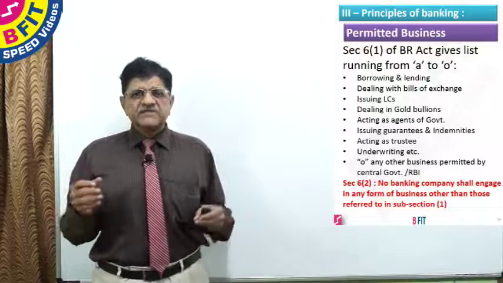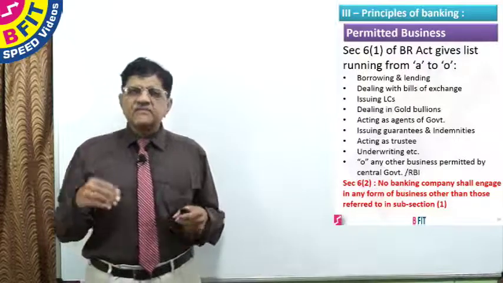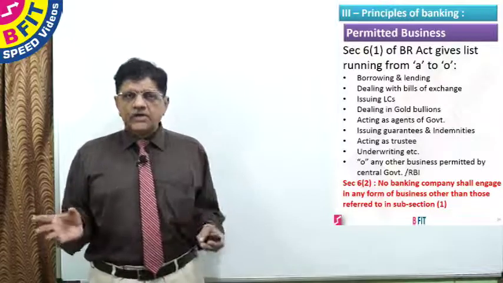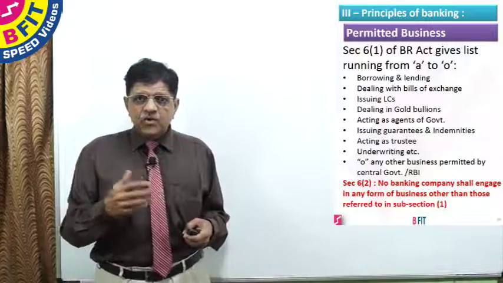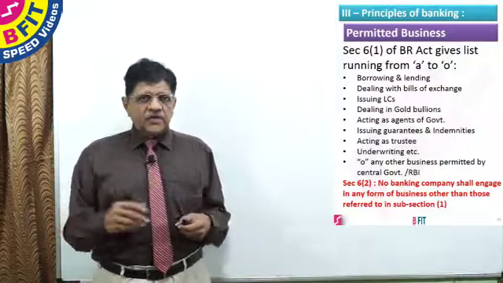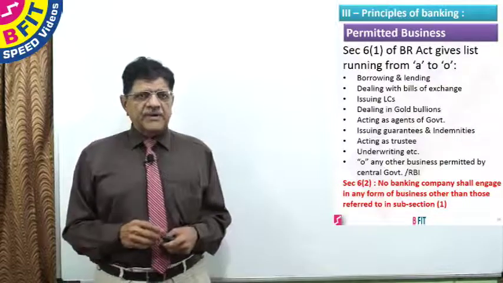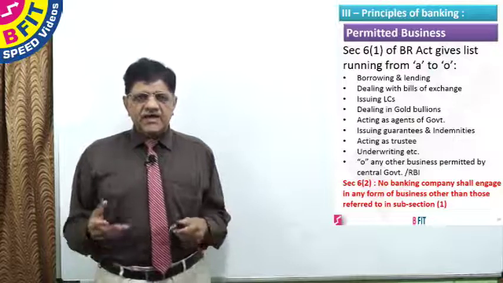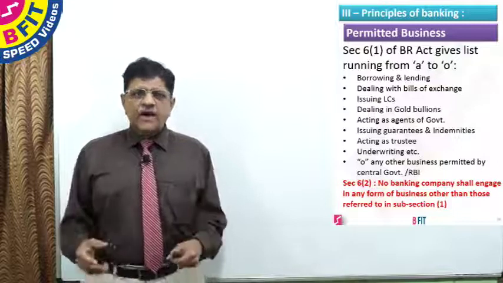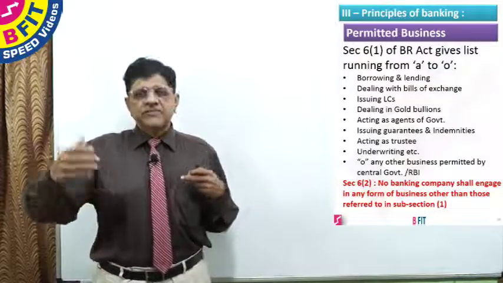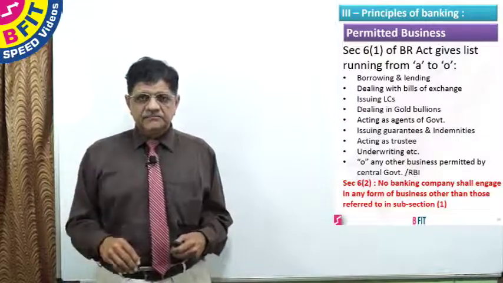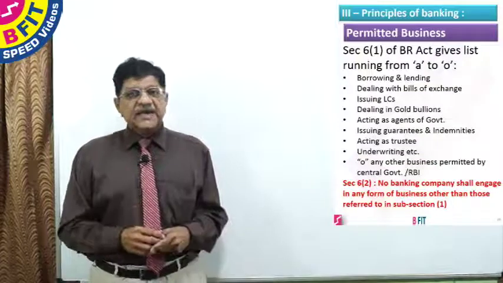These are all the permitted businesses: borrowing and lending, dealing with the bills of exchange, issuing letter of credits, dealing in gold. That is why banks are able to buy and sell gold coins. They are selling gold coins. Not buying, they are selling gold coins. Acting as agents of government. Bank can issue guarantee or indemnity. Bank can act as a trustee. Bank can do underwriting. They have a big list from A to O. These are all the permitted businesses a bank can lend. The last, of course, is any business.